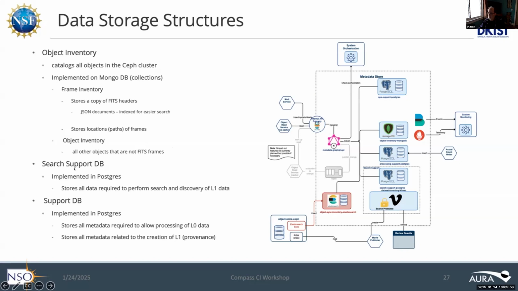We also have a search support database, which is implemented in Postgres. It's a SQL database. It stores all of the data required to perform search and discovery of the level 1 data across those axes that I was mentioning earlier. And we have a support database also implemented in Postgres that stores all the metadata required to allow the processing of the level 0 data, and stores metadata related to the creation of the level 1 data, provenance, what recipe, when it ran, what version of the software, so on and so forth.